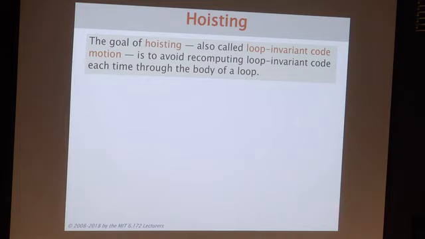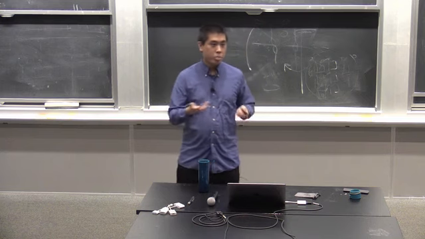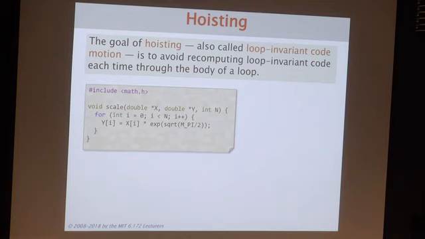The first loop optimization I want to talk about is hoisting. The goal of hoisting, which is also called loop invariant code motion, is to avoid recomputing loop invariant code each time through the body of a loop. So if you have a for loop where in each iteration you're computing the same thing, you can actually save work by just computing it once. In this example, I'm looping over an array of length n, and I'm setting y of i equal to x of i times the exponential of the square root of pi over 2. But this exponential of square root of pi over 2 is actually the same in every iteration. So I don't actually have to compute that every time.